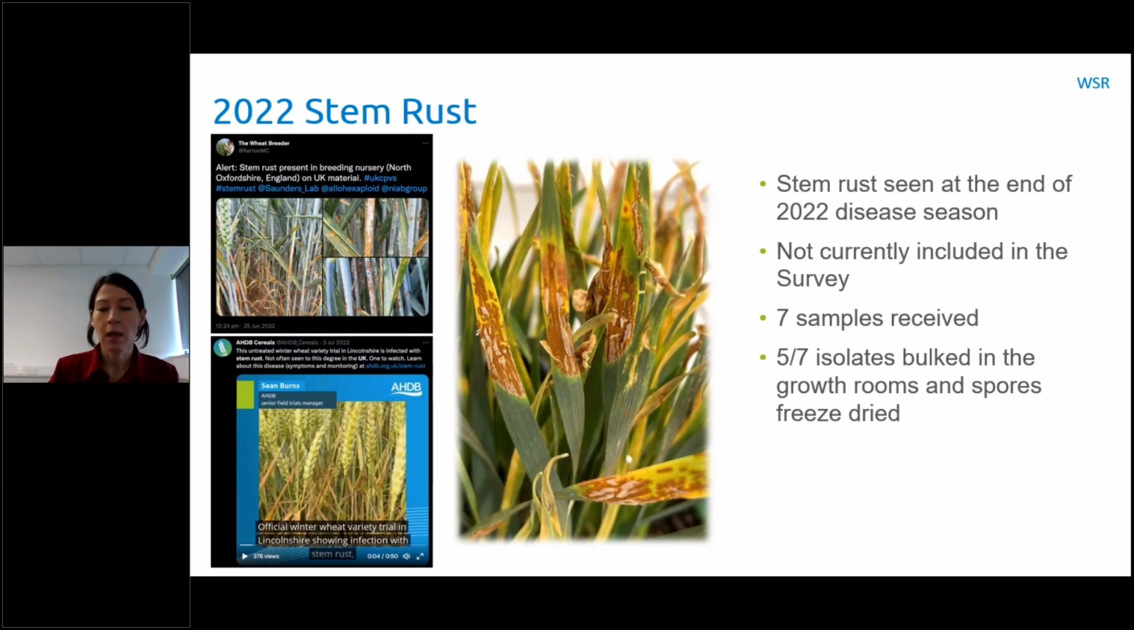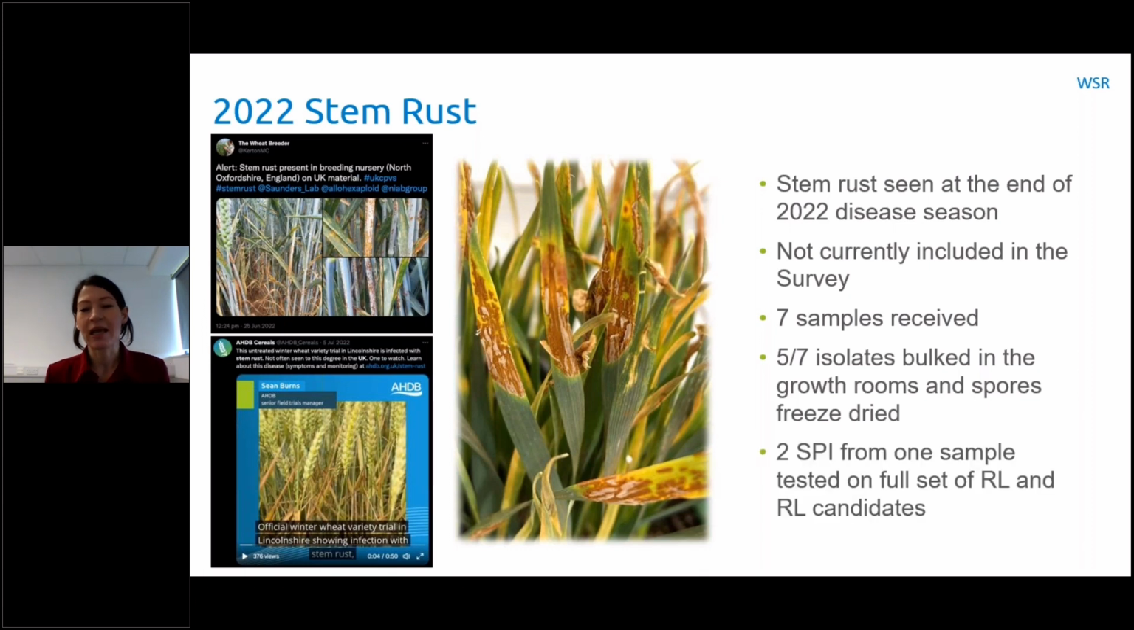But of course, just bulking the spores wasn't quite enough for me, so I wanted to do something else with them. I was given permission to do some seedling tests. I took 2 single pustule isolates from just 1 sample and tested them on the RL and RL candidates.